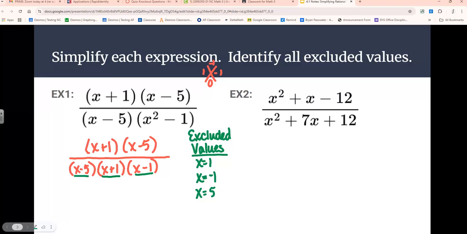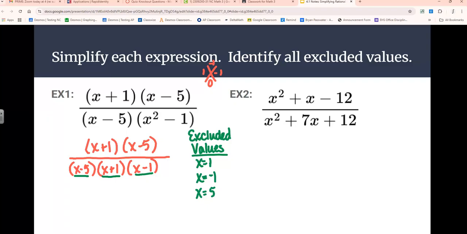This is how we were doing it with the zeros. The factor is going to be the opposite sign of that excluded value. It's the things that would give you 0 in that denominator. Okay? Now, this is just to tell us you can't plug those numbers in. Those numbers are excluded.